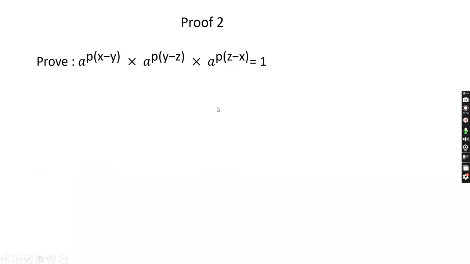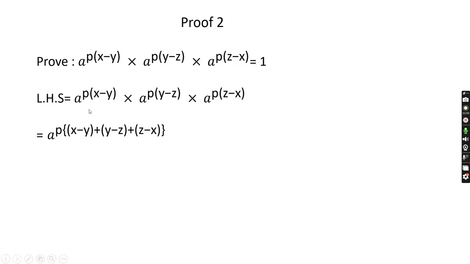Now let's see the next one. In this question, what we have to do, look here, all the bases are same, and first of all remove this power px. Okay, p into x minus y, this power will be added because bases are same, right? Then when you add this power, look, x minus x, y minus y, z minus z, and p into 0, that means 0. A to the power 0 means we have 1. Okay, which is our right hand side. Like this we prove this question.